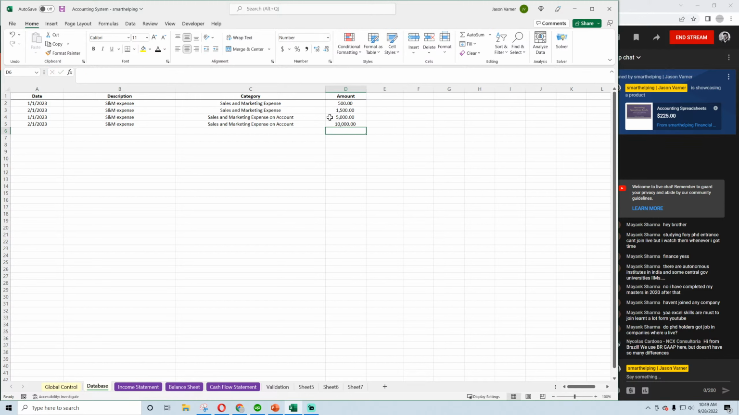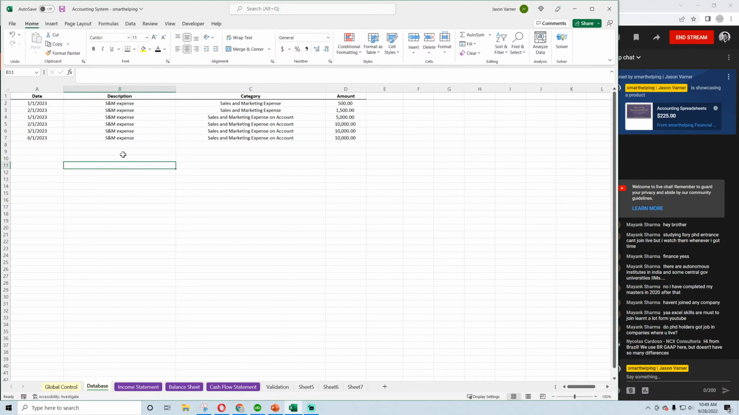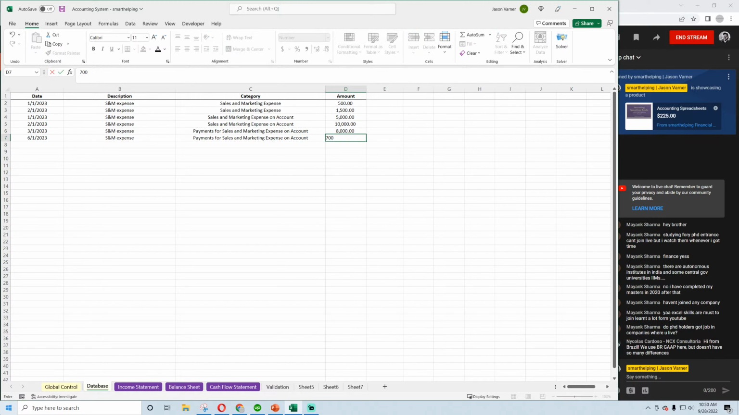So you've got all these liabilities being created. And then let's say we pay some off in March and in June. And then these are going to be payments on account for these. And let's say we pay off 8,000 here and 7,000 here. Okay, let's check the statements and make sure we're all coded up and balanced.